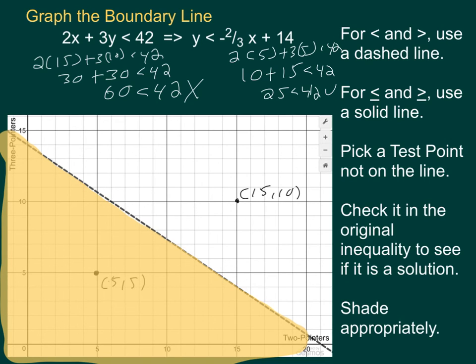So this point's a solution. This point, this point, this point, this point. All of these points are different solutions, different possibilities. So there's no way to say that I definitely had 5 3-pointers and 5 2-pointers, but it's one of the possibilities that the game is still going on. Anything over here that's not shaded is not a solution. So that's how you determine how to shade. You check a test point in your original inequality.